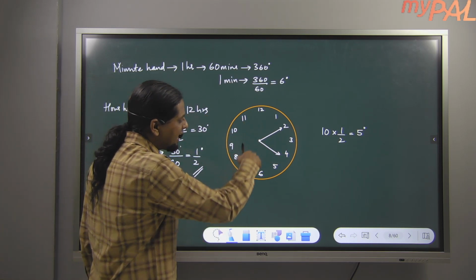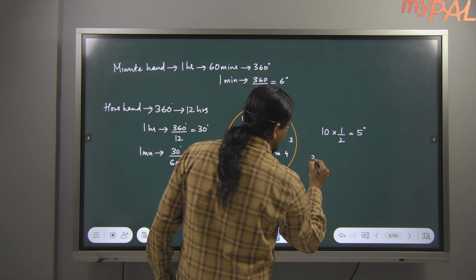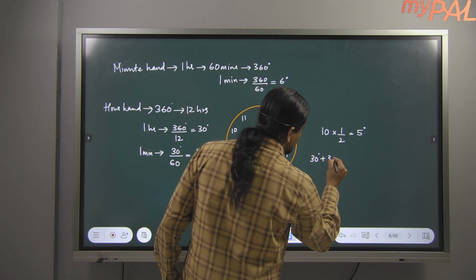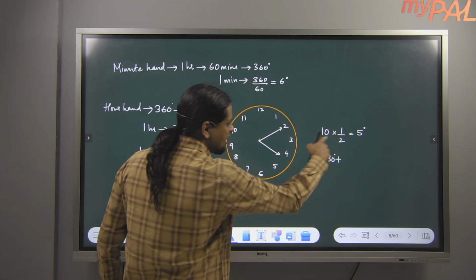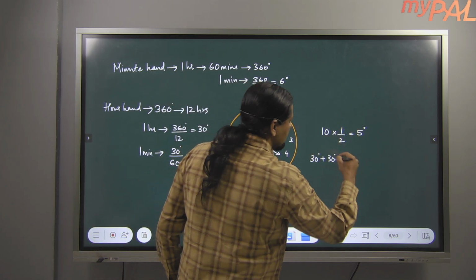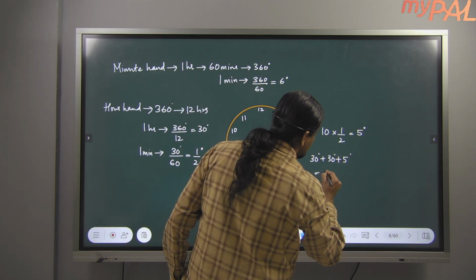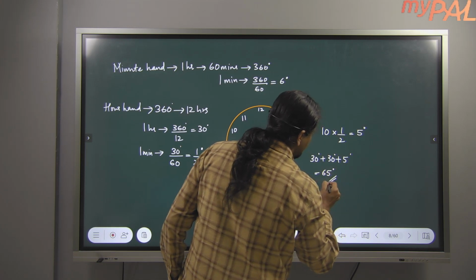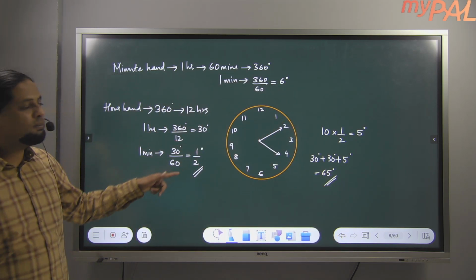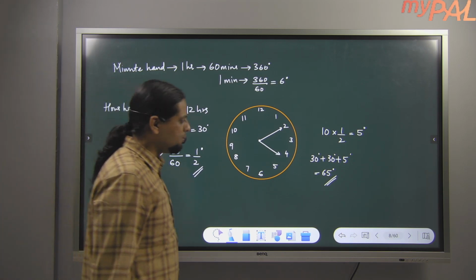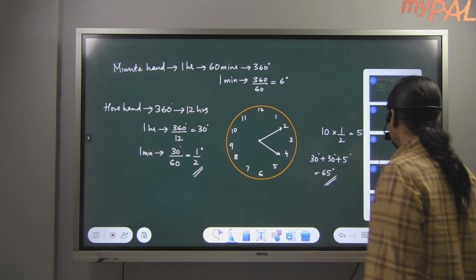So what is the angle now? Between 2 to 3 the angle is 30 degrees. Between 3 to 4 the angle is 30 degrees. Then how many degrees ahead has it gone? Past 4 it has gone by 5 degrees. So the angle is going to be 65 degrees. These are the types of questions you will face from the clock problem. So this is the information that you need to know.